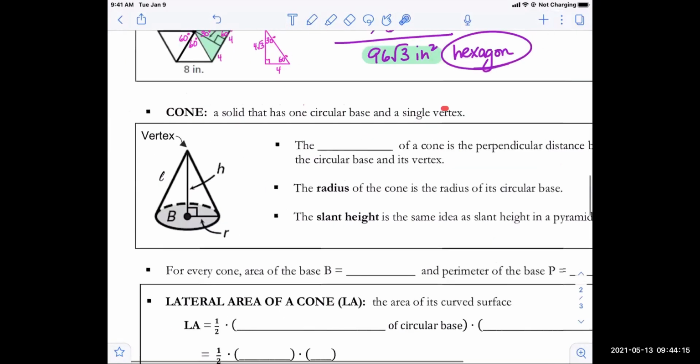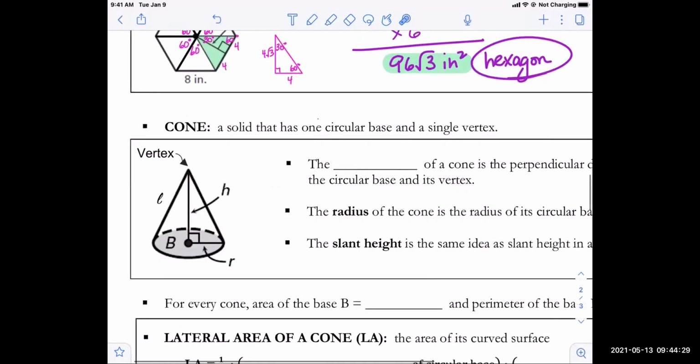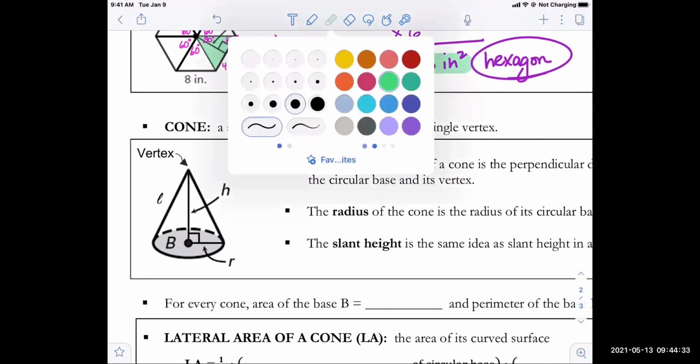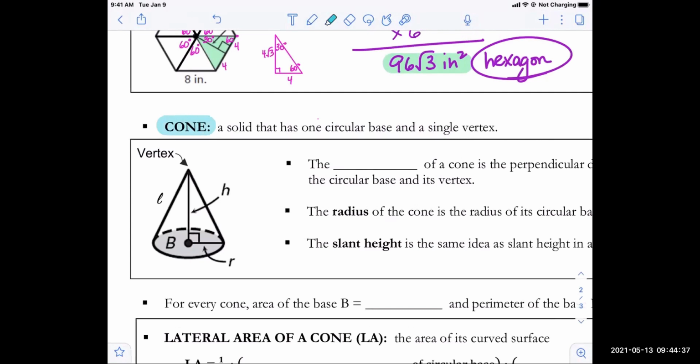Okay, a cone. You know how a prism and a cylinder were kind of the same idea, except you had circles in the cylinder? A pyramid and a cone are kind of the same, except that you have a circle base instead of a polygon. Okay, but a cone's like a cylinder, except it only has one base. So here's our cone. One circular base.